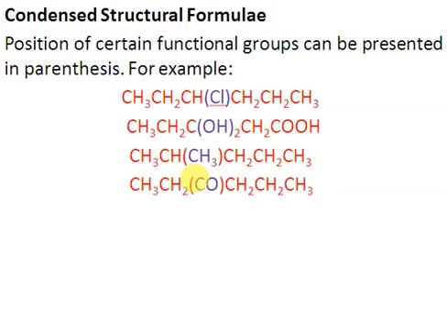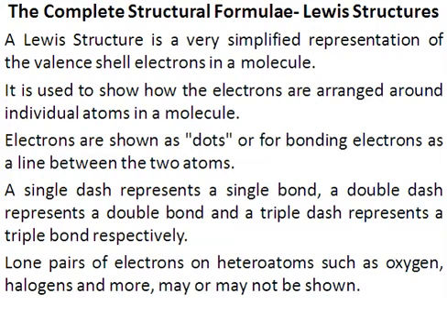Condensed formula gives us the sequence of atoms, but if you have very complex structures, large structures, or cyclic structures, we cannot write condensed formula for them, right? It becomes very difficult to understand the condensed formula when the molecule becomes much more complex. So next we have another way of writing the structural formula, that is the Lewis structure.